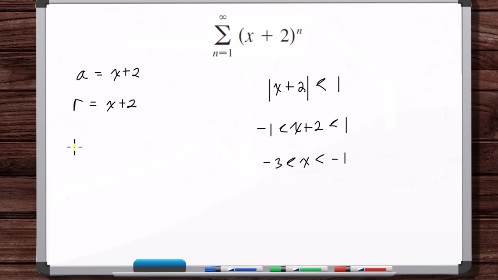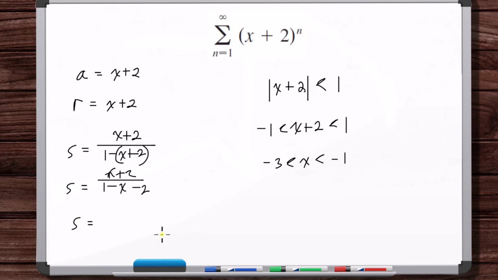Okay, so the sum is 1 minus r, like that. So we've got 1 minus x minus 2, you've got minus x minus 1. So we can do this. There's the sum.